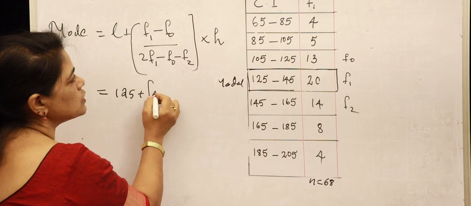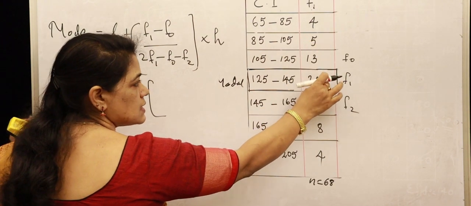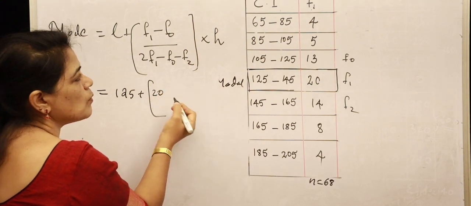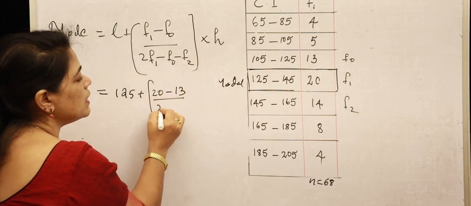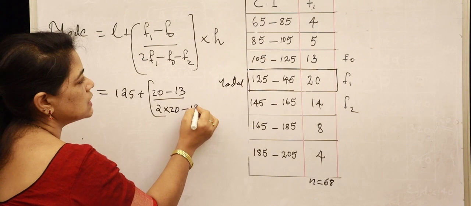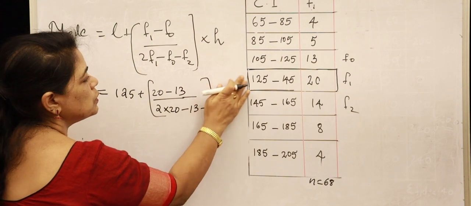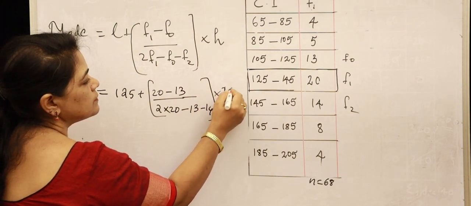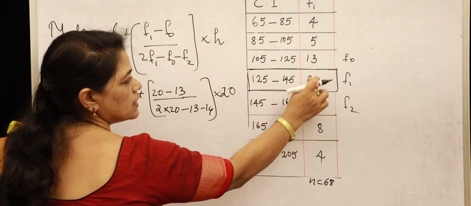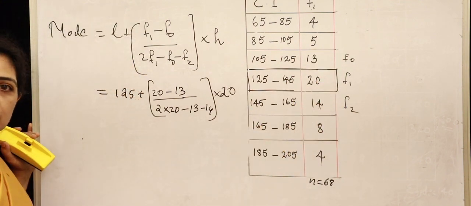Now we can easily substitute. F0 is the frequency of the class preceding the modal class. Here F1 is 20, the frequency of the modal class, F0 is 13, divided by 2 into F1, that is 20, minus F0, 13, minus F2, that is 14, into the height, which is 20. Is the idea clear, children? F1 is the frequency of the modal class, that is 20. This is F0, just above the modal class, and the frequency of the class succeeding the modal class is F2.